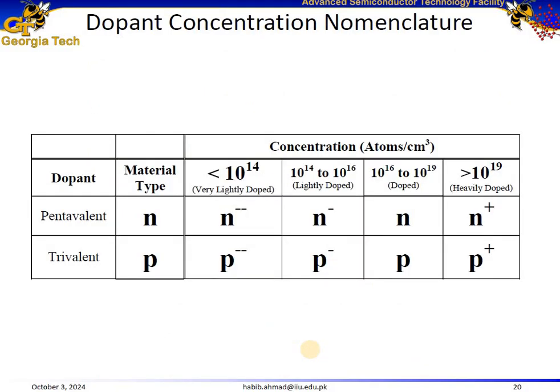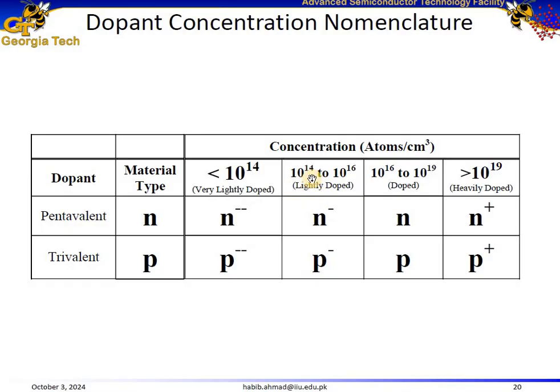Here I'm going to demonstrate how to define the dopant concentration nomenclature, like how to classify materials into lightly doped and heavily doped materials. We know that for n-type doping, we use a pentavalent impurity like phosphorus, and similarly for p-type doping, we use a trivalent impurity like boron. If the doping concentration is less than 10^14 per cm^3, we classify it as very lightly doped material, and we represent it with n⁻⁻, where the minus minus is a superscript. Similarly, very lightly doped p-type material is represented with p⁻⁻.